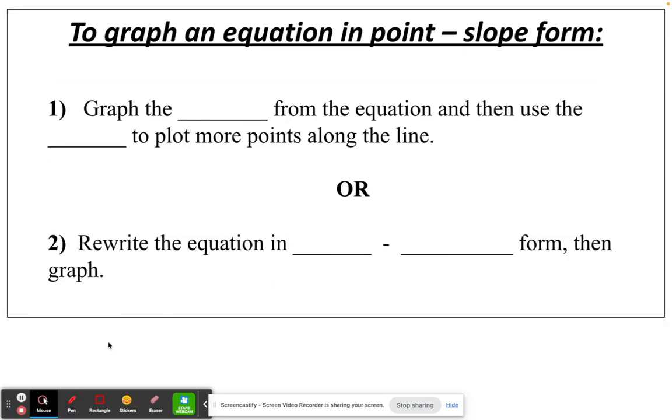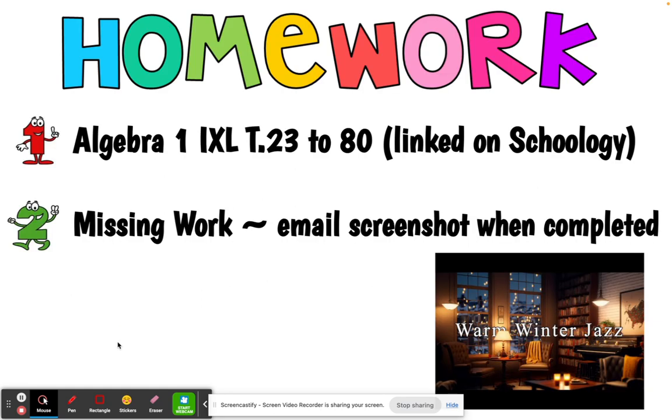So, just a quick summary. To graph an equation in point slope form, first graph a point from the equation, then use the slope to make more points. Or you can rewrite the equation in slope-intercept form and then graph it. That's it. Have a great day.